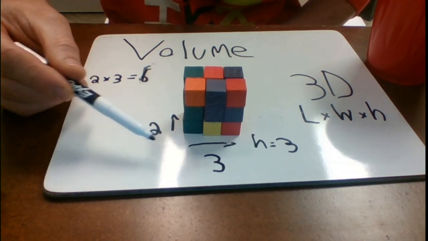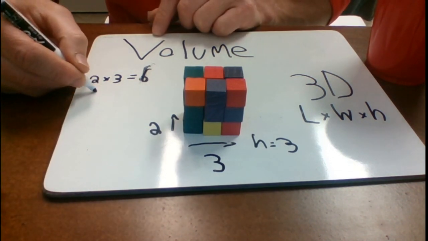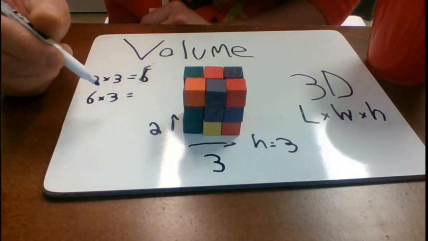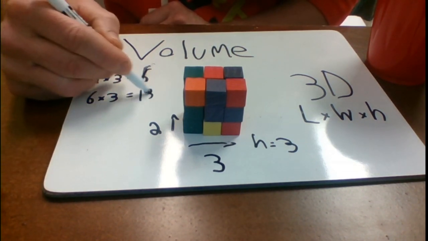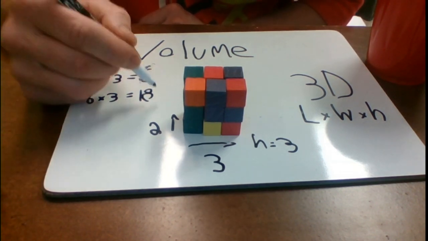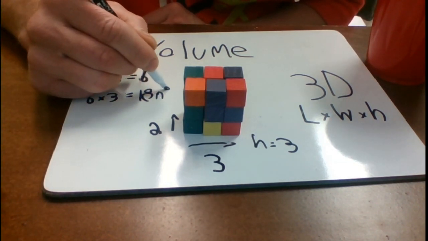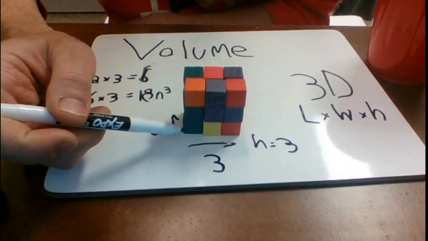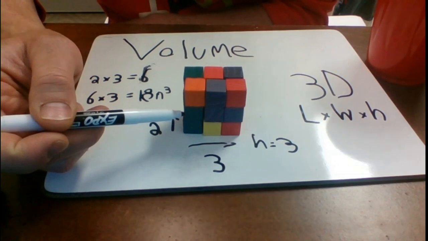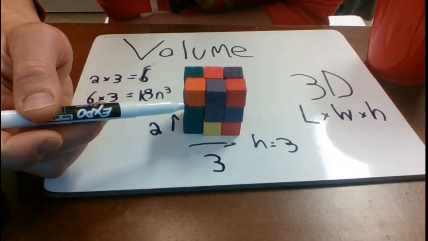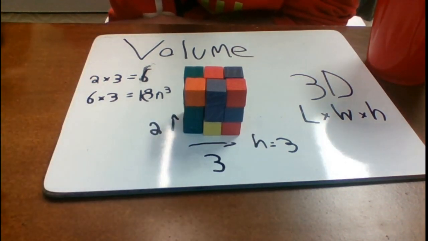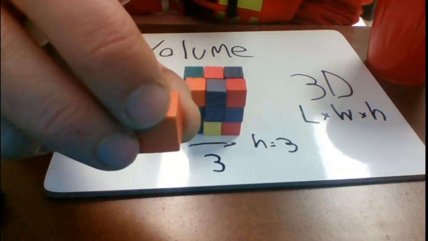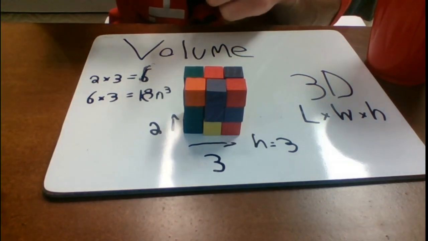Our bottom layer is 6. We have 3 groups of it. 6 times 3 layers. 6 times 3. 18 what? Meters cubed. If we counted all the blocks in here, we'd have 18. We have 1 layer of 6, another layer of 6 is 12, and another layer of 6 is 18. 18 meters cubed, because this is a cube. It has 3 dimensions, length, width, and height.